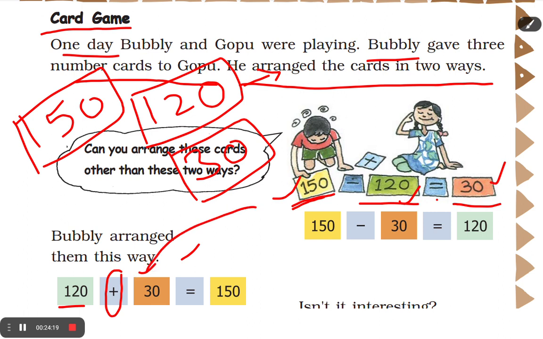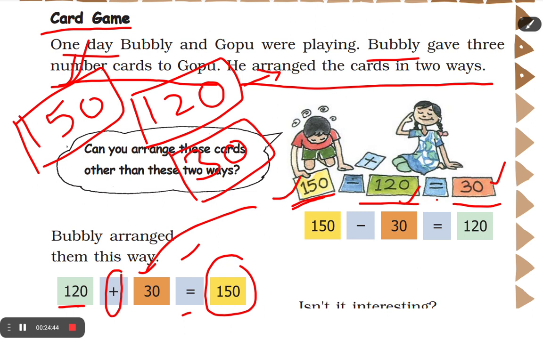30 card here and here. 120 plus 30. What is the answer? Is equal to, what about this? Yes, 150. So here, small cards, if you add two small cards, here in these three cards, 150 is the bigger number card. While adding, that bigger number card will come to the rightmost place.